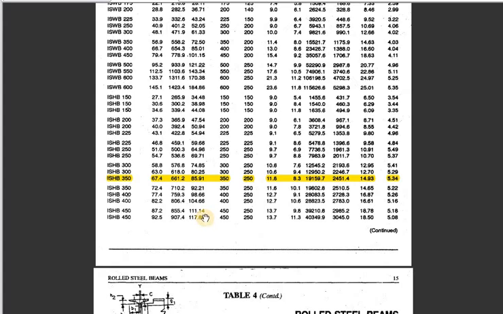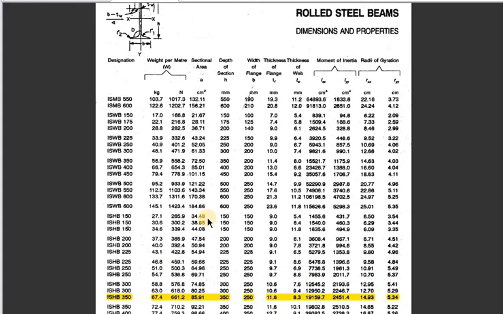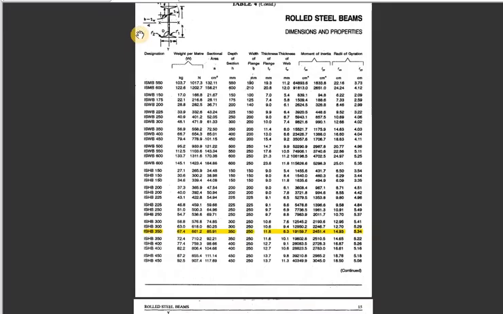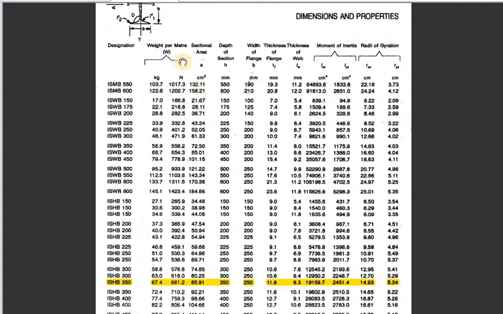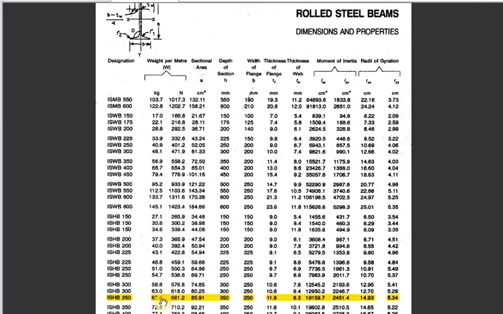Now, which things are given in this IS code? I am referring to the top portion of this. Here, the I sections, as I have already said, we have to use for this designing purpose. So we are using these I sections for designing. Again, the weight per meter has been given as 67.4 kg per meter.